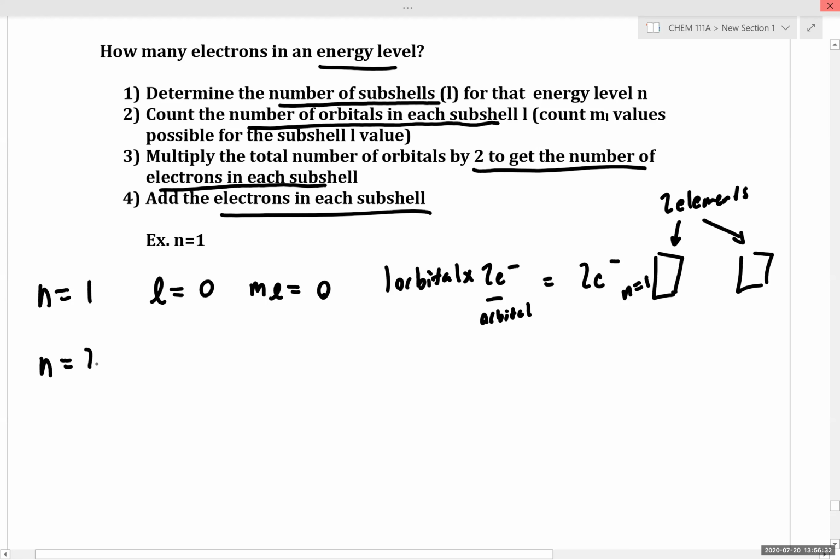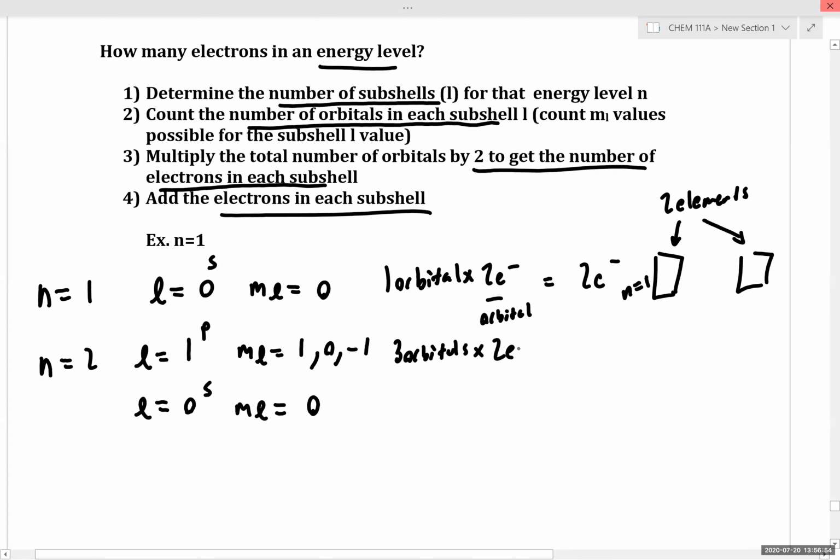So for n is equal to 2, we have L is equal to 1 and L is equal to 0. So we have our P and S blocks. That gives us ML of 1, 0, and -1, and ML of 0. So we have a total of 3 orbitals in our P block times 2. We have 1 orbital in our S block times 2. That in total gives us 6 electrons plus 2 electrons, or 8 electrons total.